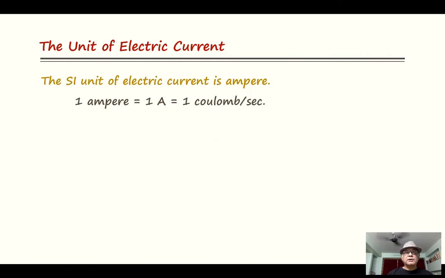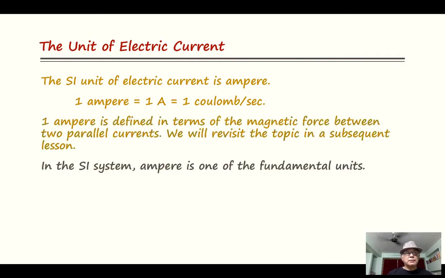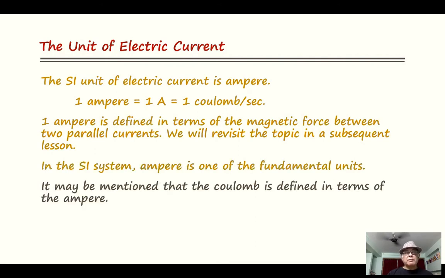The unit of electric current. The SI unit of electric current is ampere. 1 ampere is equal to 1 coulomb per second. 1 ampere is defined in terms of the magnetic force between two parallel currents. We will revisit the topic in a subsequent lecture. In the SI system, ampere is one of the fundamental units. It may be mentioned that the coulomb is defined in terms of the ampere.